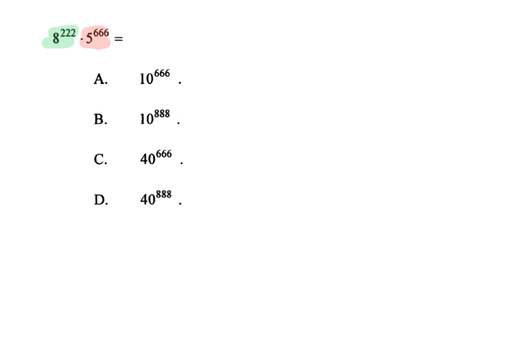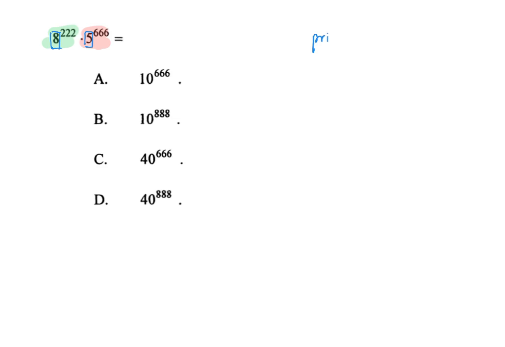First of all, we need to change the base here. This is base 8, this is base 5. Base 5 is a prime number. Do you remember what prime numbers are? Prime numbers are natural numbers which have only two factors, which are 1 and itself.